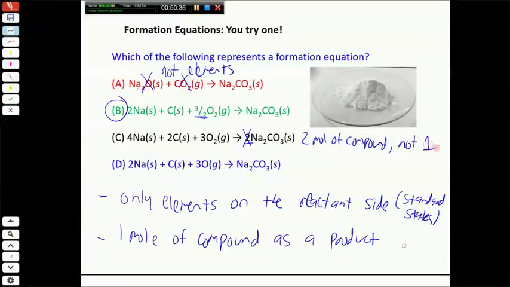All right, so we always balance formation equations with a coefficient of 1 on the product side, and there will sometimes be fractional coefficients, which is okay on the reactant side. And then finally for choice D, the first part looks good, 2 sodium plus carbon, but we see that oxygen here is listed as 3O. Remember that the standard state for oxygen is O2, diatomic oxygen. So this would not be an element in its standard state, and so that would not be a formation equation.